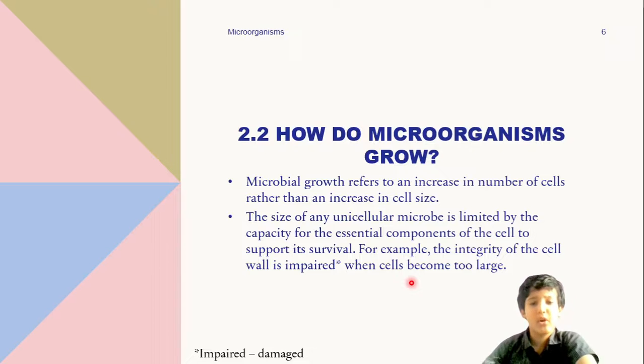How do microorganisms grow? It's a rather commonly asked question. Microbial growth, or the growth of microorganisms, refers to an increase in number of cells rather than increase in cell size. The size of any unicellular microbe is limited by the capacity for the essential components of the cell to support its survival. For example, the integrity of the cell wall is impaired when the cells become too large. The definition of impaired is damaged.